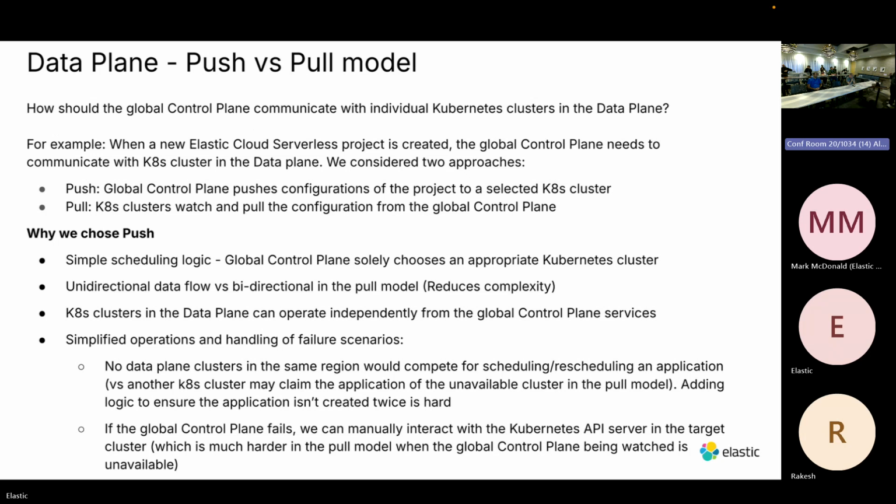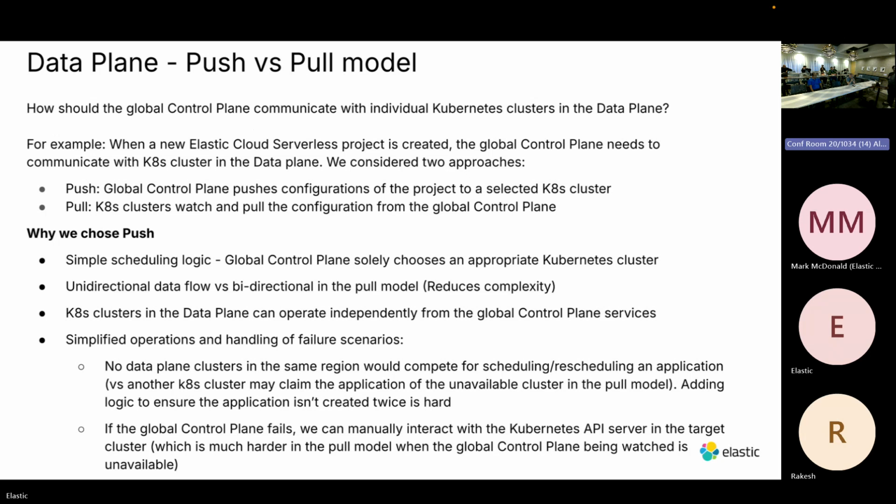So that's where you end up with an interesting question: do we really care about push versus pull, and what model should we choose, right? We eventually chose push because of multiple reasons. One of the reasons was that we wanted a very simple scheduling logic where we have a global control plane, we send out a request, and the global control plane would say, schedule this pod on a particular Kubernetes cluster, right? So we wanted the global control plane to actually choose the Kubernetes cluster on the data plane, right? For us, that simplicity was really important, right?